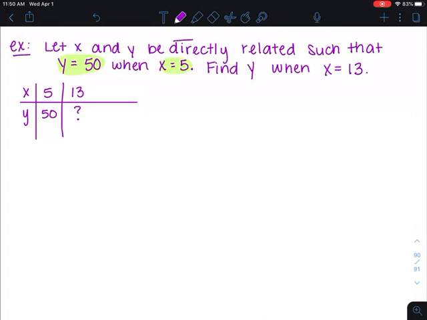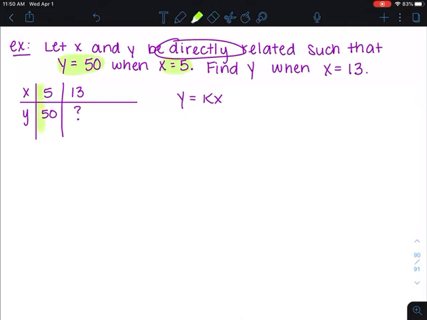Alright, so first and foremost, we know that we are using the direct variation formula, not the inverse, the direct, and the direct says y is equal to k times x. So this is the formula we will be using. Okay? So we've established that. We know that x is 5 and y is 50. When x is 13, what is y? So we already identified the known and unknown information.